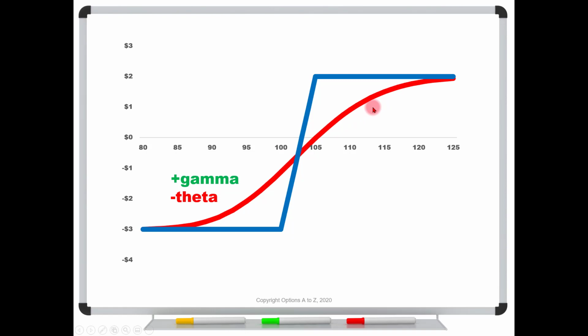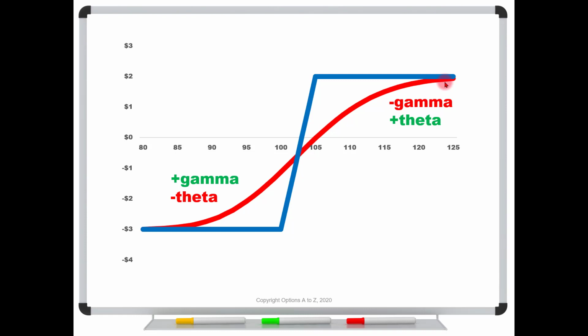But notice what happens if it goes above your short strike, right? If a long call has positive gamma, a short call has negative gamma. So if you're up in this region, you flip. You now have negative gamma and positive theta. So now it looks a little bit more like a frown. This curved portion is pointing downwards. And that's an indication of negative gamma. You're going to be reducing your deltas as the stock price rises.